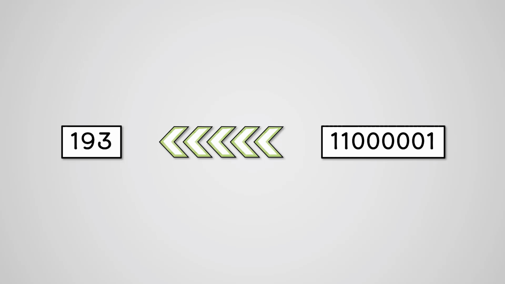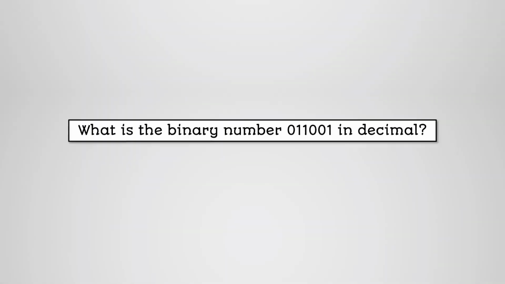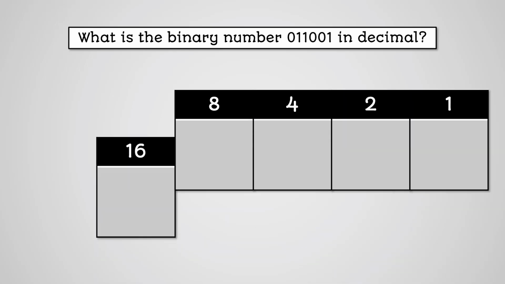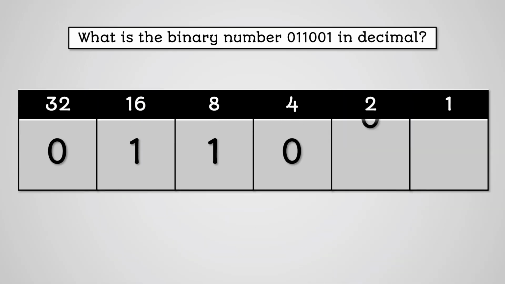Of course, we don't just need to be able to convert decimal numbers into binary numbers, we also need to be able to do the reverse. Let's take the number 25 again. In 6-bit binary, we saw that this is 011001. We'll start by drawing out our columns and putting our binary number into them.